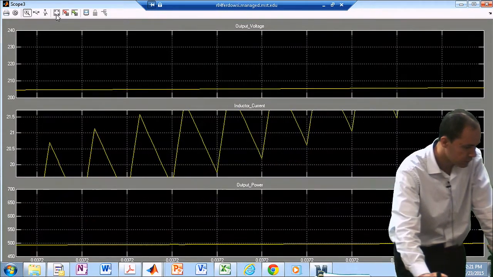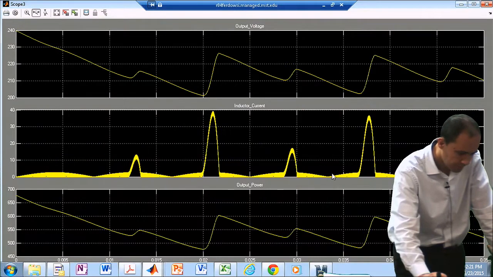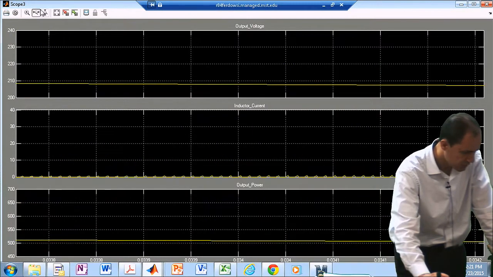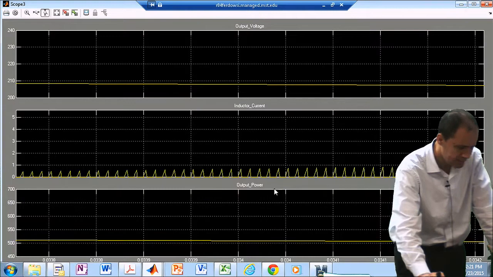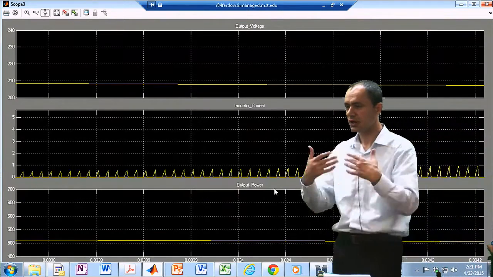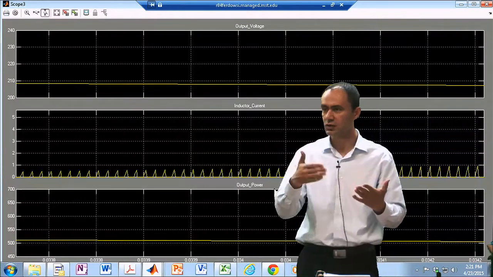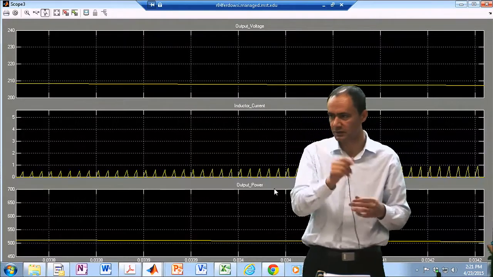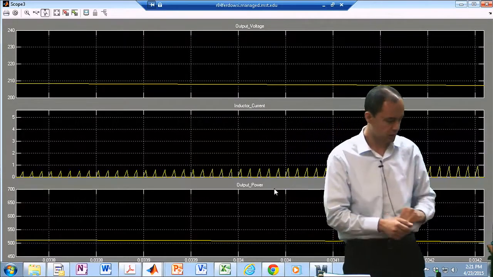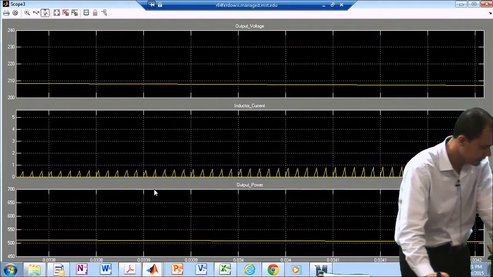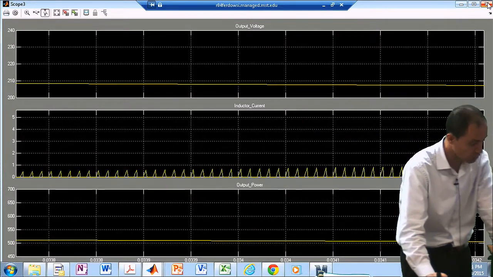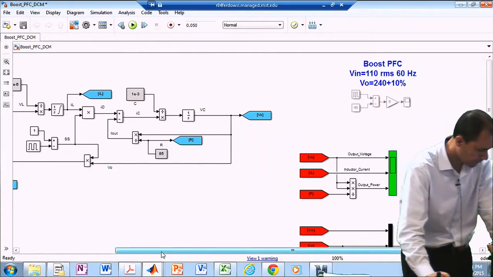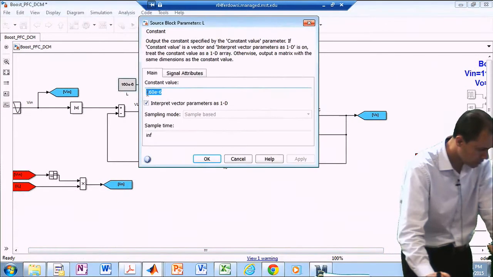So you can see that there is a CCM going on over here. But when the input voltage is small, crossing 0, you are still in DCM. So the worst case scenario is when your input voltage is very large, close to its peak value. So when it comes to calculating L, you should consider the peak value of your input voltage to make sure you are in DCM. All right, so let me make this a little bit smaller.